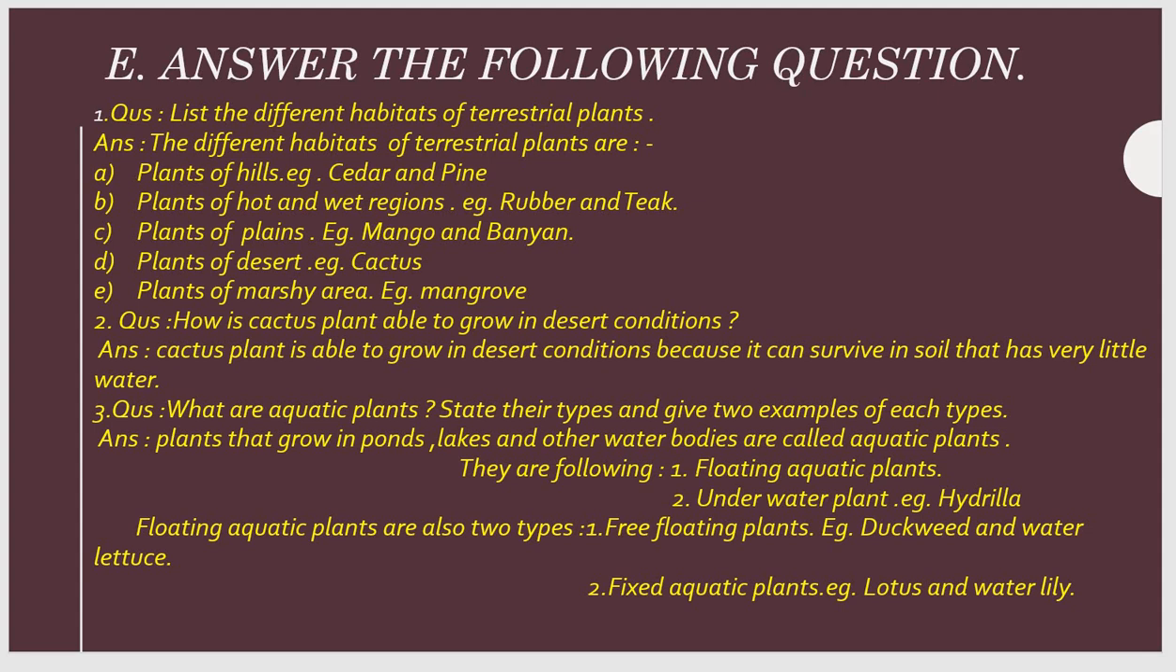They are the following: floating aquatic plants and underwater plants, example hydrilla. Again, floating aquatic plants are also two types: free floating plants, example duckweed and water hyacinth. Again second, fixed aquatic plants, example lotus and water lily.